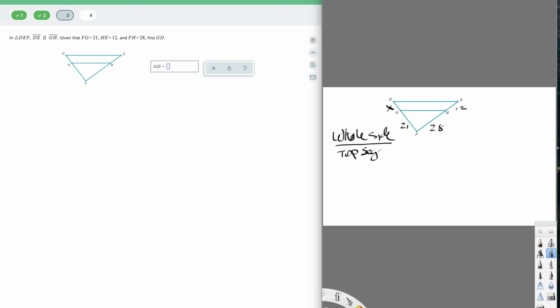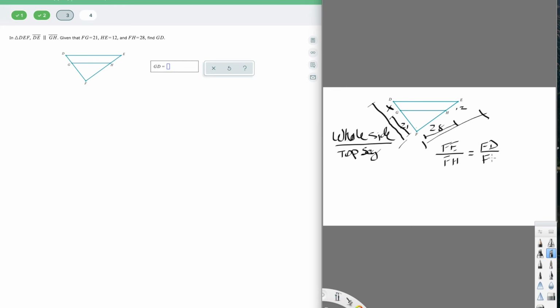So if we use the proportion, we're not really going to do anything with the parallel lines. I don't know anything about them other than they're parallel, but we are going to use the whole side, which is FE, over the top side, or from the vertex to the parallel line, so that's FH, and that's going to equal the whole side of the other segment, or if we were looking at the parallel lines, it'd be the longer parallel line. So in this case, we're looking at the other side, FD, to that first segment, which is, I'll do a little line here like I did on the other side, FG.